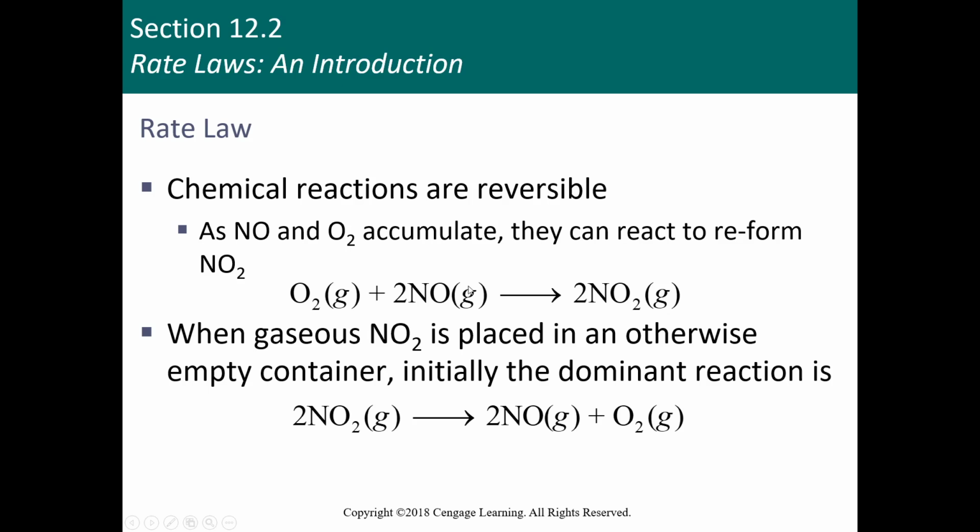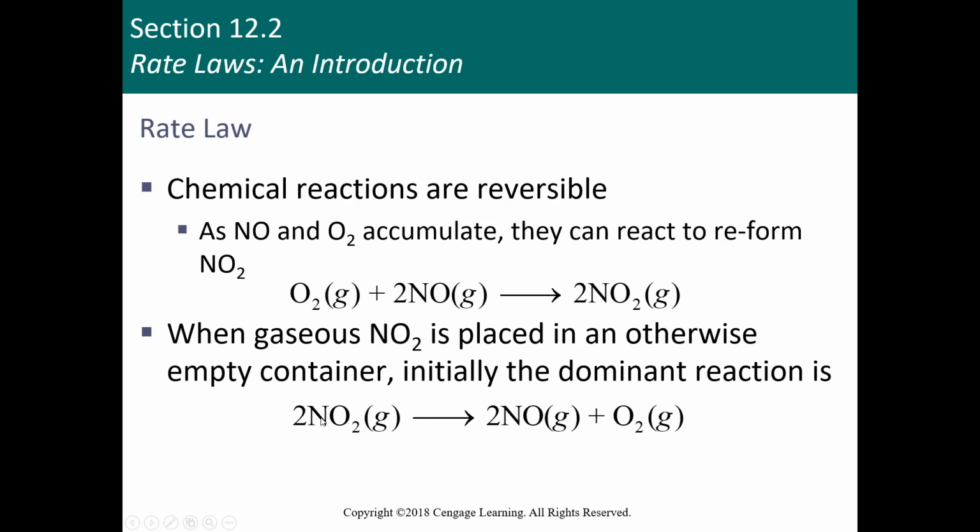There'll be larger and larger concentrations or pressures. They'll start reacting with each other, and they will start forming the reverse reaction, which is going right here, O2 plus NO to yield NO2. So when gaseous NO2 is placed in an otherwise empty container, the initially dominant reaction will, of course, be NO2 going to NO and O2, because there is none of this at the beginning. All you have is this. So you don't have any of these reactants, if you will. You don't have any of these products at the beginning to go in the backwards direction.